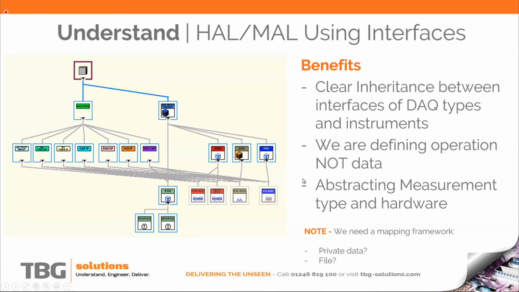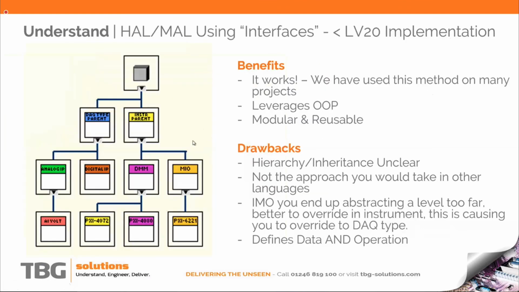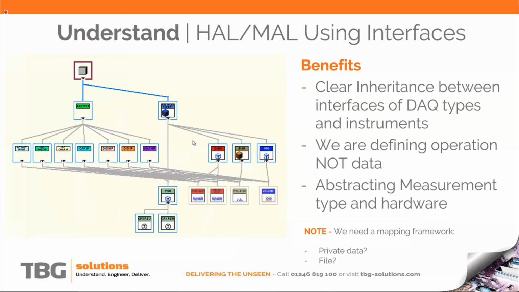And it looks messy, but when you look at individual cards and highlight the connections, you can see exactly what a 6225 can do. You can see what a PSU does. So for me, there is a clear inheritance there. But I think you are still open with this example, as you are with the previous example, to go a bit too far, abstract for abstract's sake. But we are abstracting measurement type and hardware.